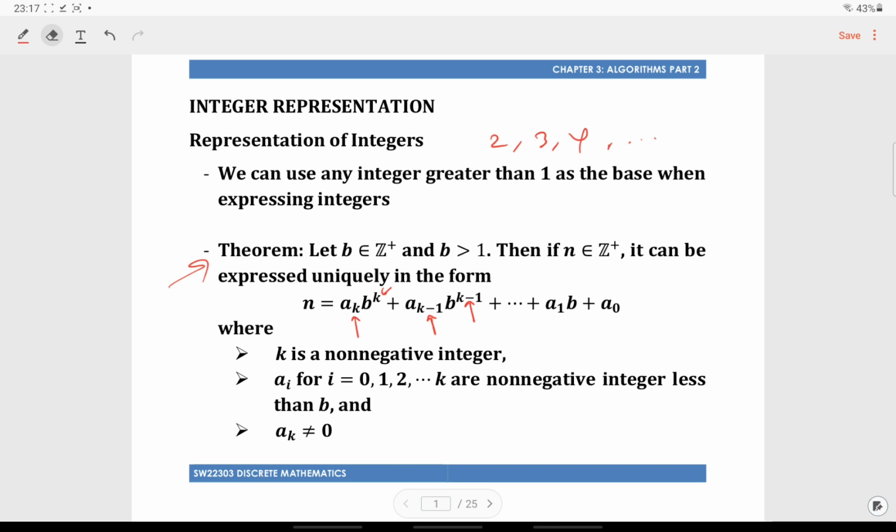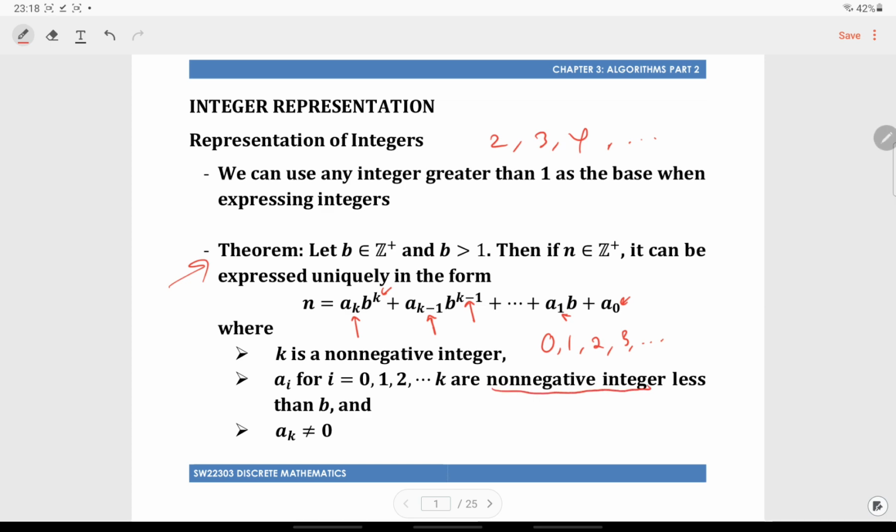Here k is a non-negative integer value. Non-negative means it could be 0, 1, 2, 3, and so on, because all these numbers are non-negative. The value for k can be any non-negative integer. For a sub i, the value of i goes from 0, 1, up to k. So the a sub i are non-negative integers.